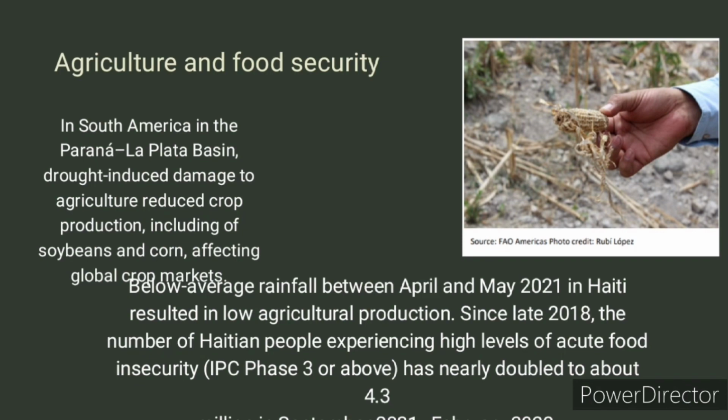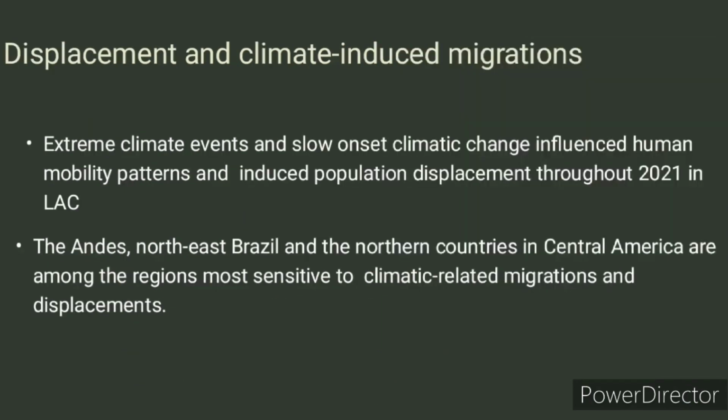Next is the displacement and climate-induced migration. So extreme climate events and slow onset climatic change influence human mobility patterns and induce population displacement throughout 2021 in LAC. So dahil sa mga sakunang nangyari sa mga bansa doon sa South America at Caribbean region ay napipilitang lisanin ng mga mamamayan ang kanilang dating trabaho, especially ang agrikultura, at lumilipat sila sa ibang lugar upang maghanap doon ng trabaho.